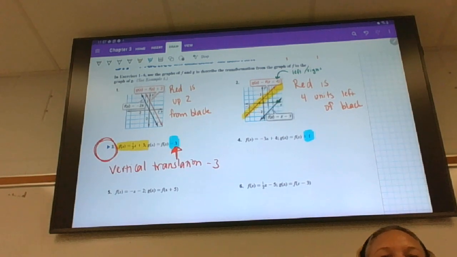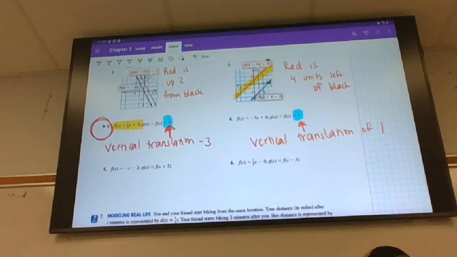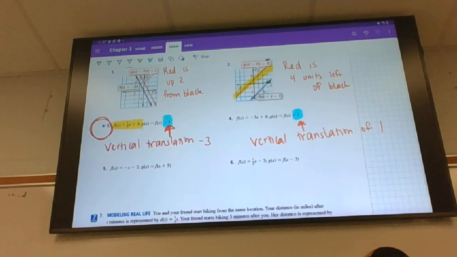What do you think the +1 does? No, man, it's still vertical. Vertical translation of 1. All right. Got it.